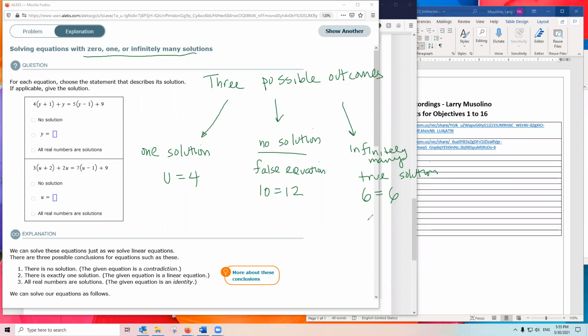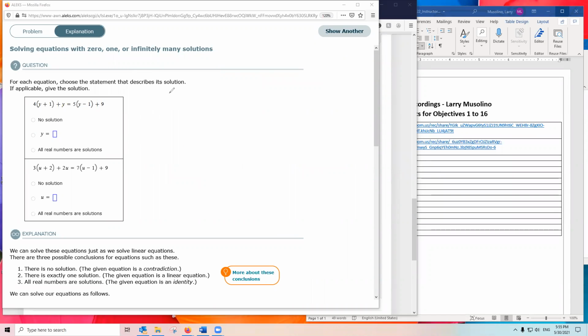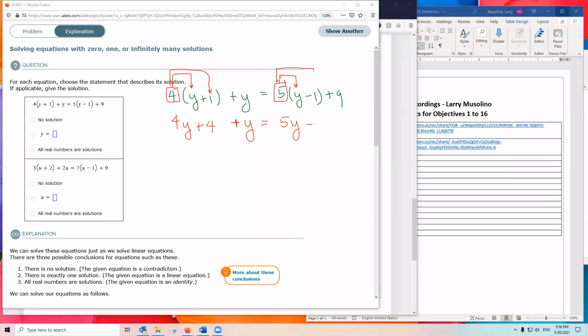Okay, so let's work these 2 examples and see what happens in each one of these scenarios. All right, let's do the first example. And to get started here, I'm going to get rid of parentheses by multiplying inside using the distributive property. So this 4 is going to multiply inside. That's going to be 4y plus 4. I'm going to copy down this plus y. On the right-hand side of the equation, this 5 multiplies the y, that's 5y. And this 5 multiplies the 1, that's minus 5 plus 9.